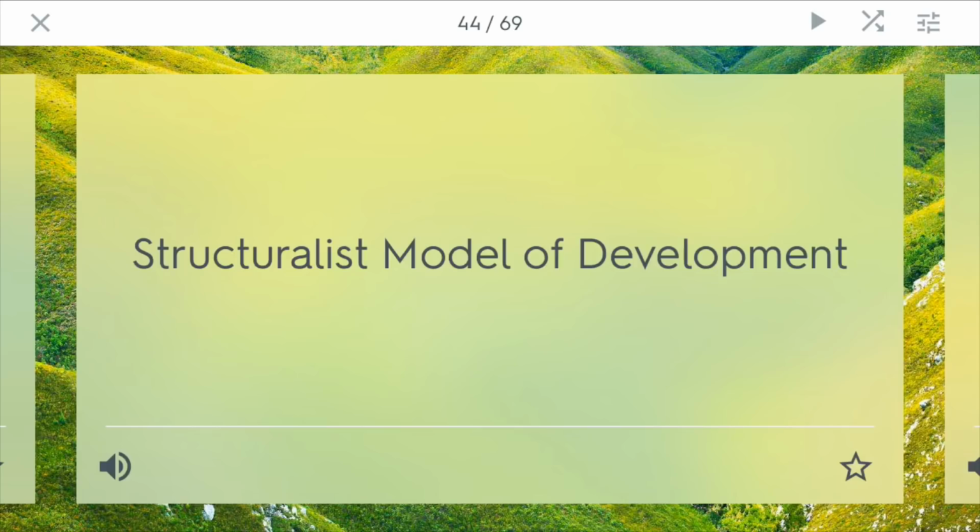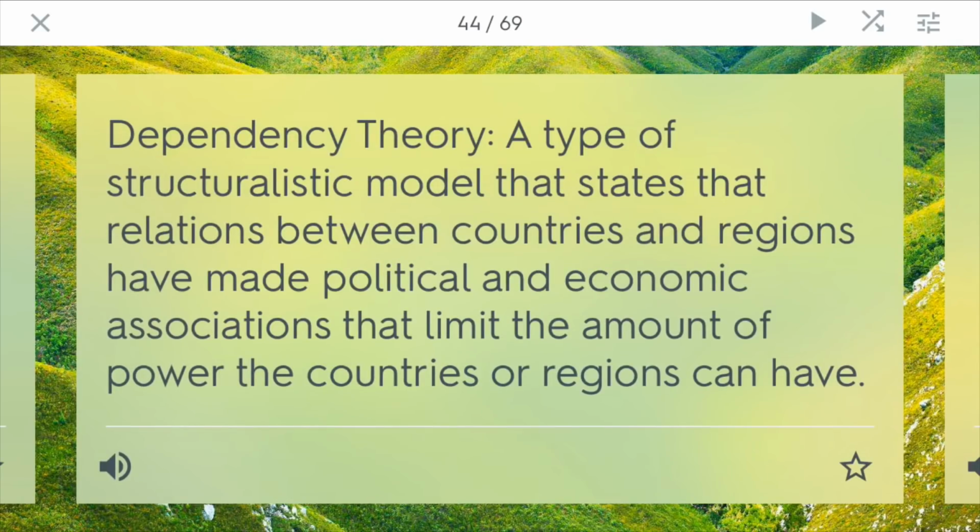Structuralist model of development. This really goes along with dependency theory, and it states that relations between countries and regions have been formed so tightly that the political and economic associations between them can limit the amount of power the countries or regions can have. Politics and the economy are linked so tightly together that when one thing changes, it will affect everything else, and these countries don't have independent power anymore.